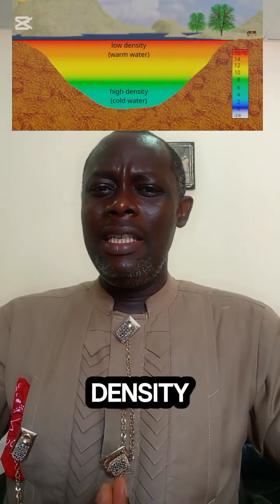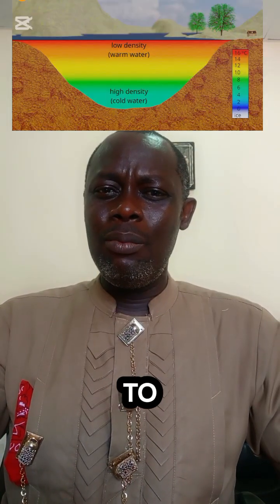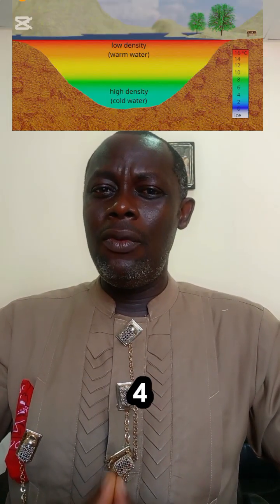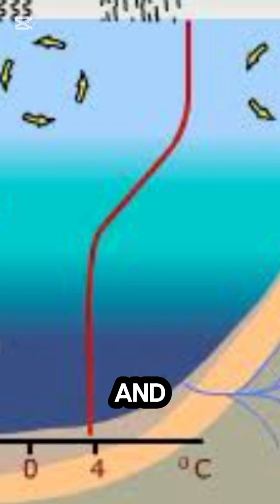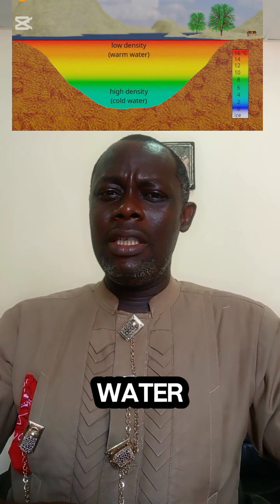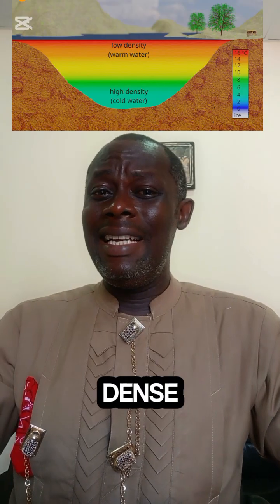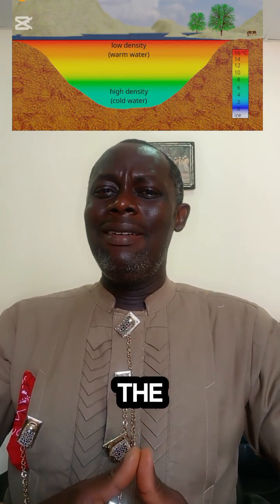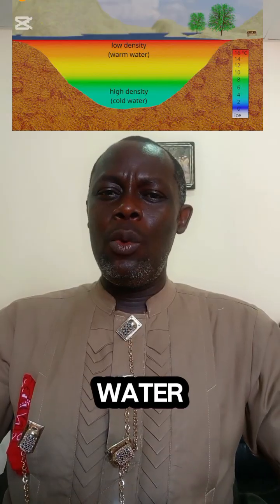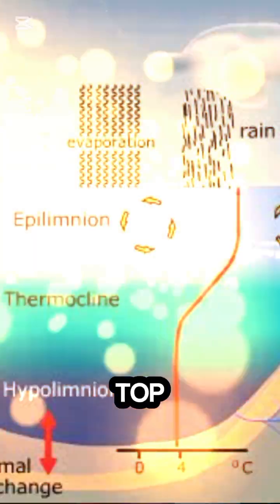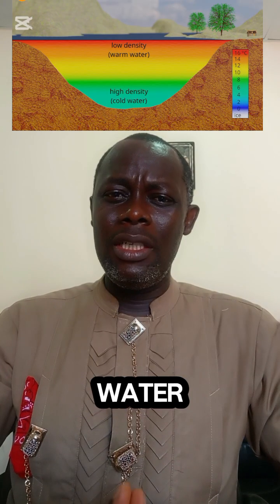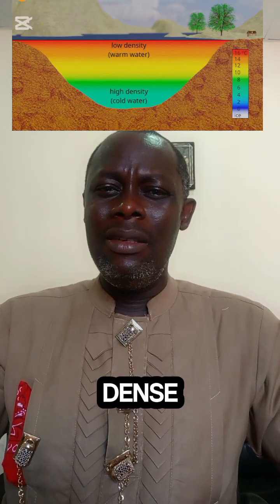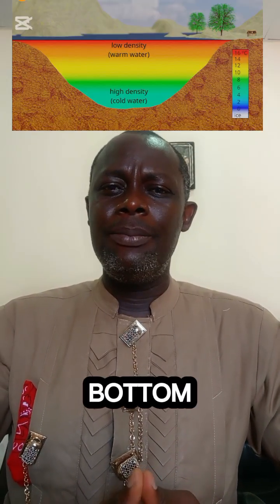Now, the density of water tends to be at its maximum at 4 degrees centigrade. And because of that, the warmer the water, the less dense the water is. So the warmer, less dense water tends to float at the top, while the colder water, which is more dense, usually settles at the bottom.